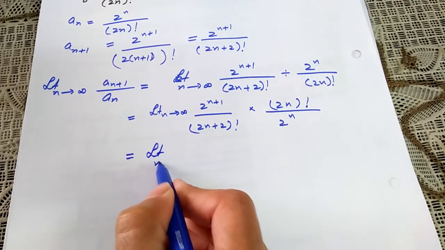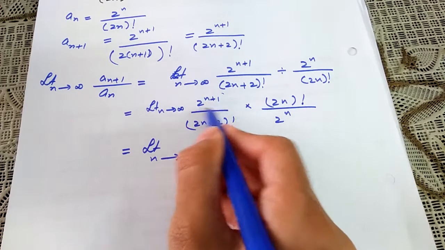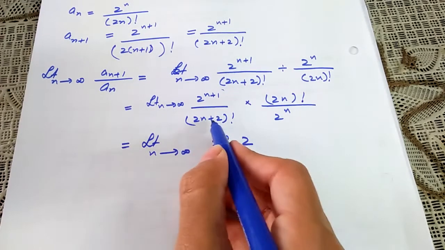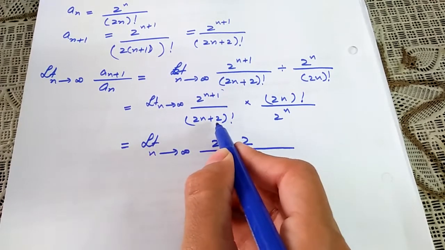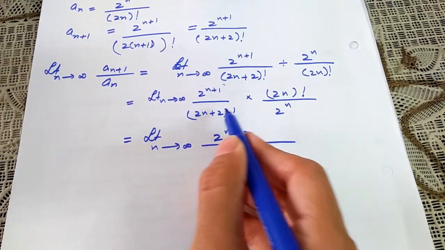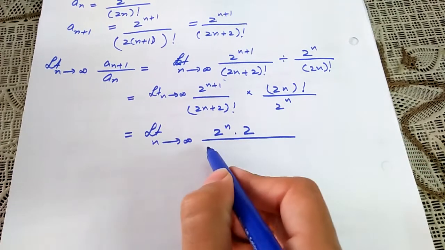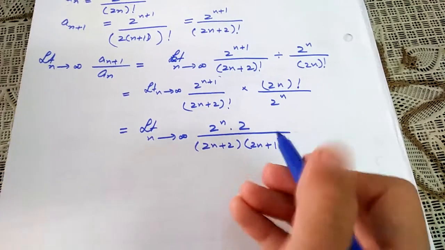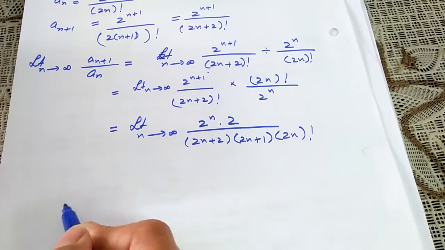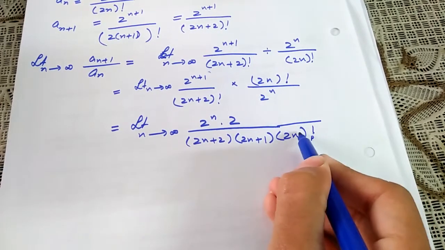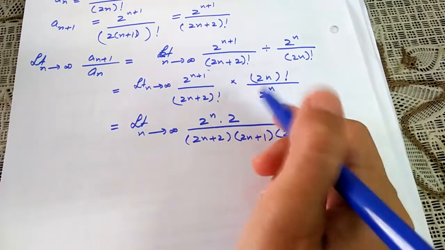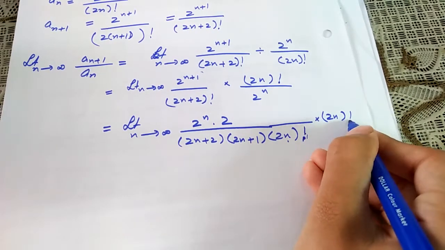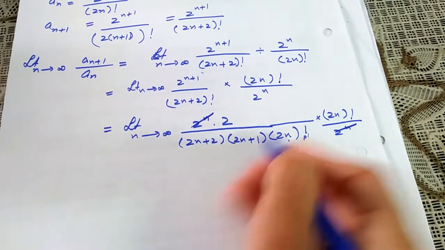Now simplify the terms. Before applying the limit, you have to simplify the terms. You see here this 2^(n+1) can be written as 2^n into 2. And this factorial can be opened up, every consecutive term being subtracted by 1. It will become (2n+2) into (2n+1), and you keep subtracting until 2n. Stop here. The term at which you have stopped, just write the factorial with that term. Why I stopped here? Because we have the same term (2n) factorial and we can cancel them with each other.